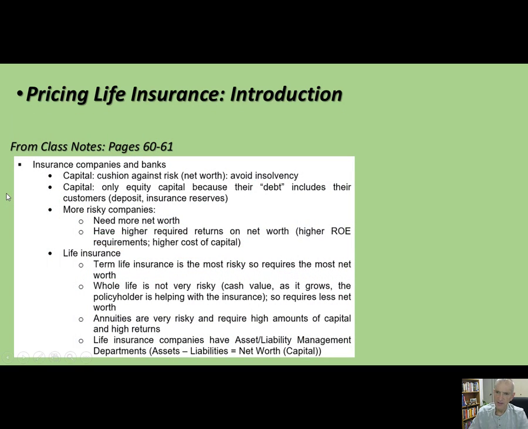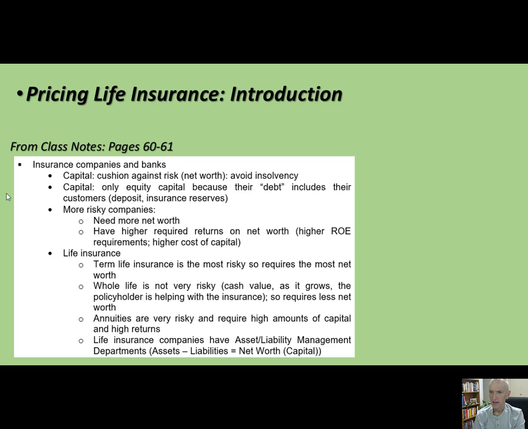So insurance and banks are a little bit different. Capital is really your net worth. It doesn't include debt and equity. And your capital really has a unique function in that it's a cushion against risk, because banks and insurance companies do a lot of risky things, and they don't necessarily have a lot of assets, a lot of net worth relative to their assets. So you're using capital to avoid insolvency.